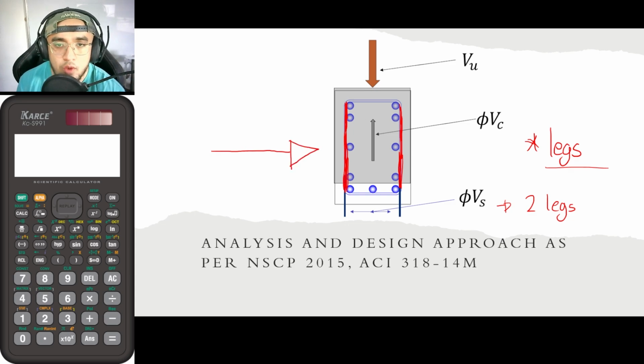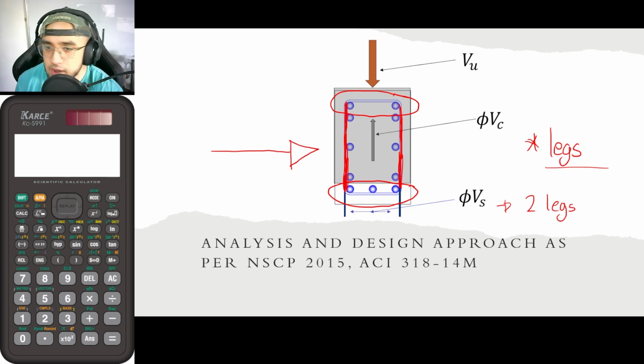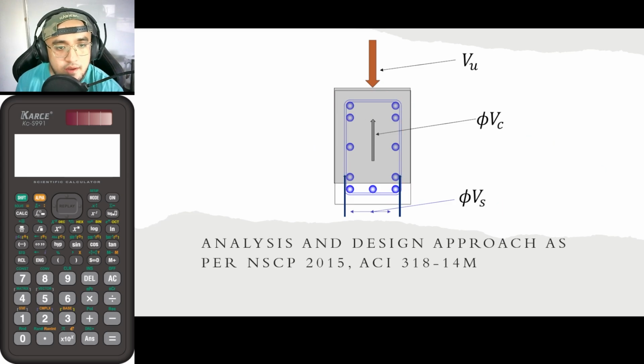This time, we would now only consider this part of our stirrups and this part of our stirrup as our legs. But coincidentally speaking, we still have two legs. But in a situation, for example, let me erase everything. So in a situation where instead of us having just these stirrups here, we would be adding another stirrup here, and let's say another stirrup here, then another stirrup here.